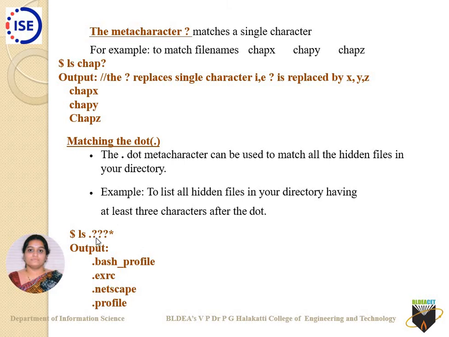Okay, if I use a question mark and a question mark, so what do I want to say here? Now, for example, ls dot question mark and an asterisk. Okay, what does this dot specify? Dot specifies all, list me all hidden files. Okay, why these three question marks here? These three question marks because I have said at least three characters.